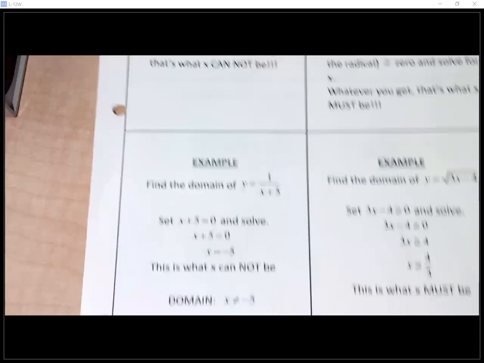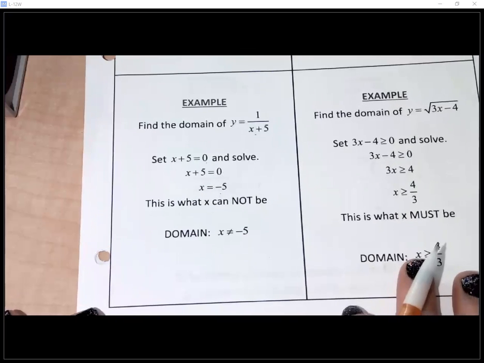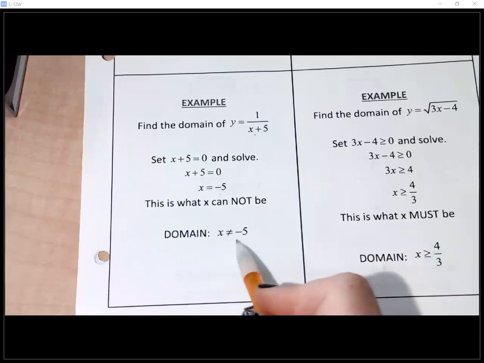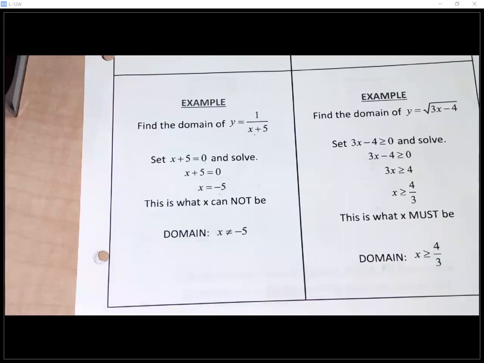So there is the domain written in inequality notation. How would you write that in interval notation? If I could have anything else in the whole wide world except -5, go ahead and write what you think that would look like using interval notation. You can have anything else, just not -5.